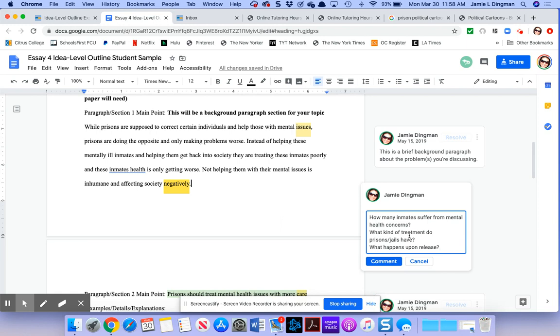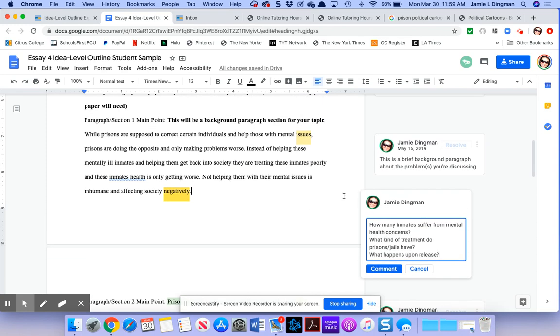So, how many inmates suffer from mental health concerns? What kind of treatments do they have? What happens upon release? Are those treatments continued? And I might want to say, in what ways are the prisons and jails making mental health problems worse? They're not being very clear.